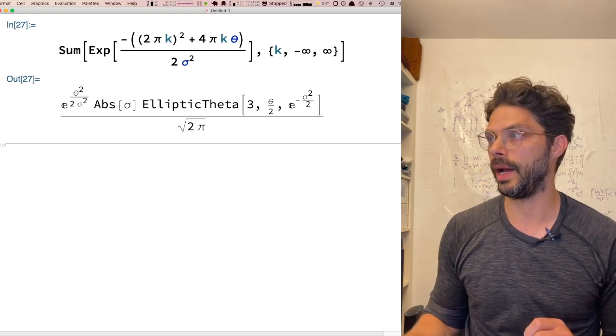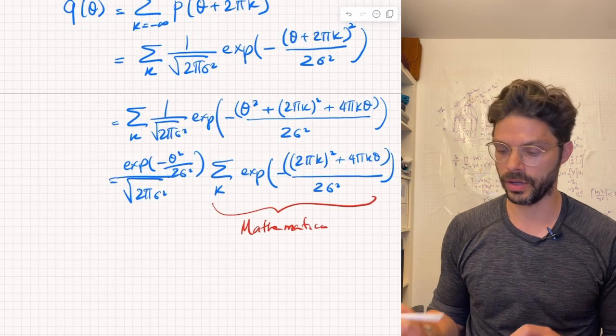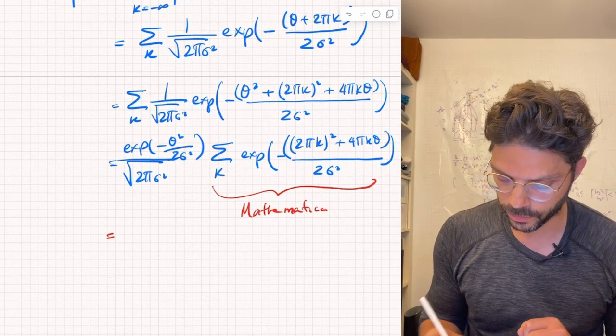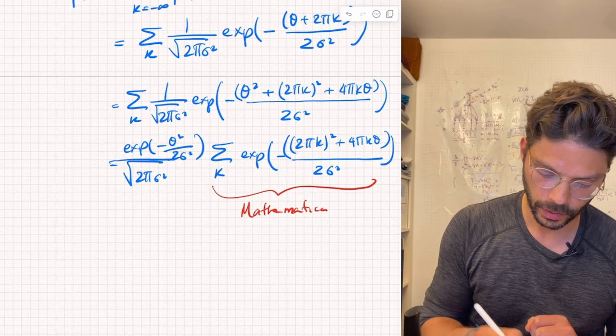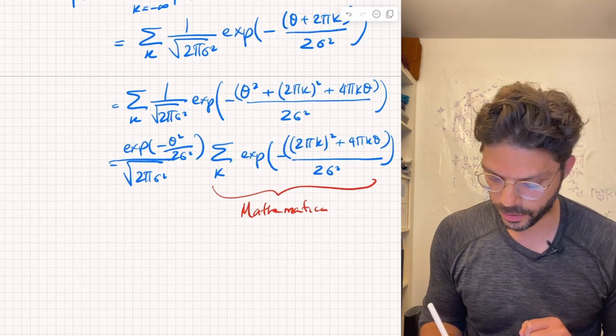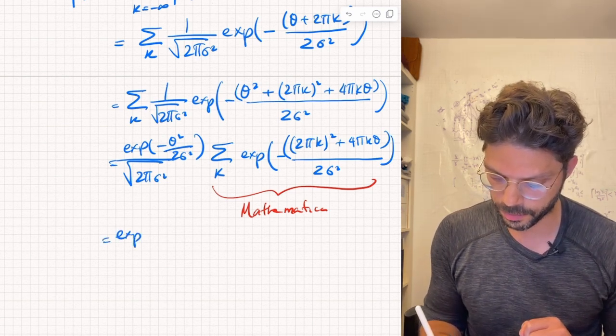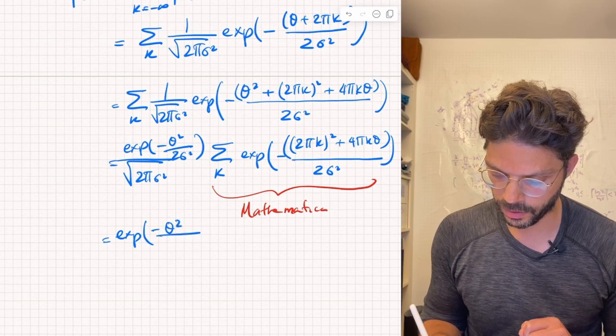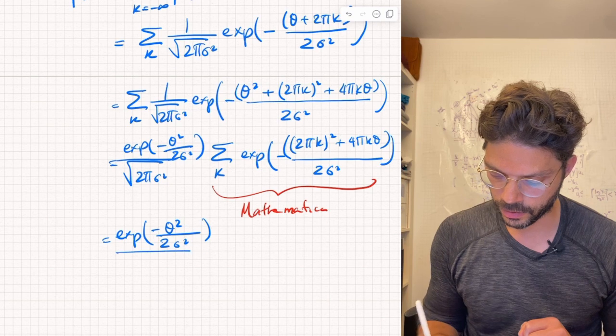So let's go back, and okay, so now we have gotten that from Mathematica. So it's going to be exp minus sigma squared over 2 times theta, so that's what we had before.